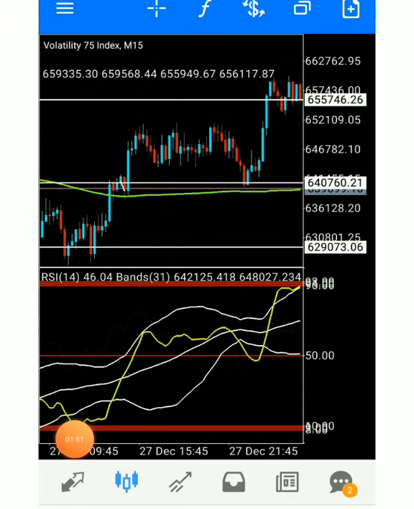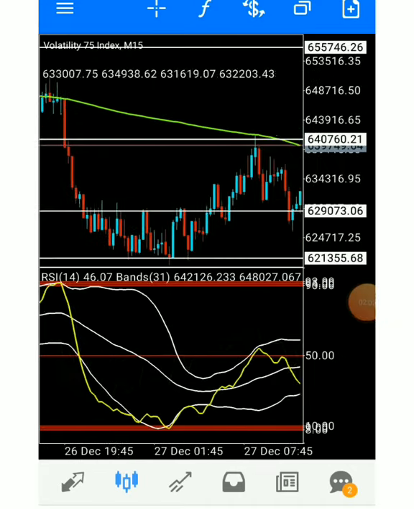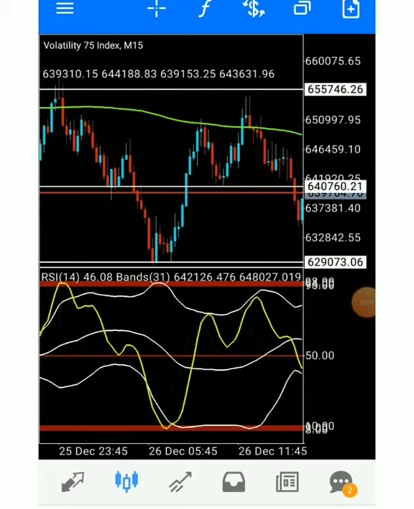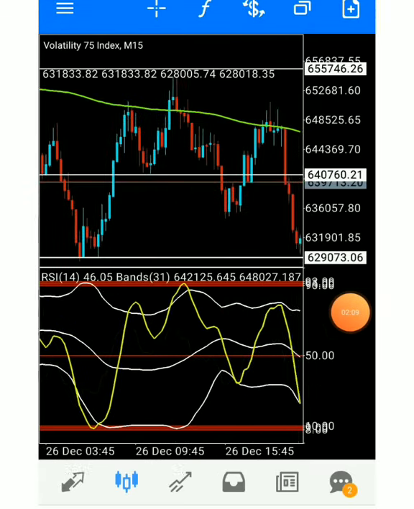Now you can see this, now it has touched here. Some people will say, wow, it has touched the oversold level, let's buy. But when you move it this way, you notice that it is not actually an oversold level. So before you enter any trade, make sure you pull it left and right to be sure that it has really touched.